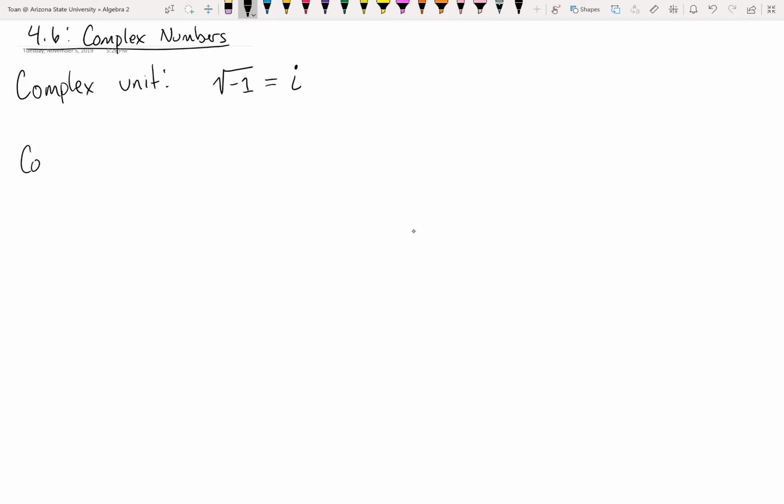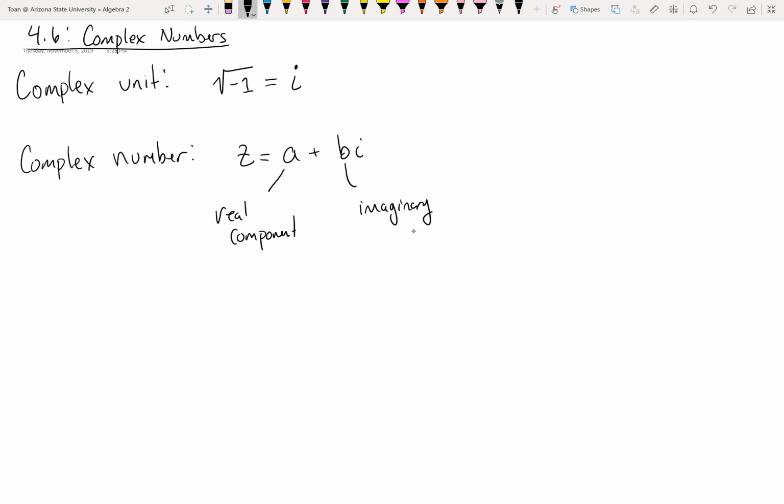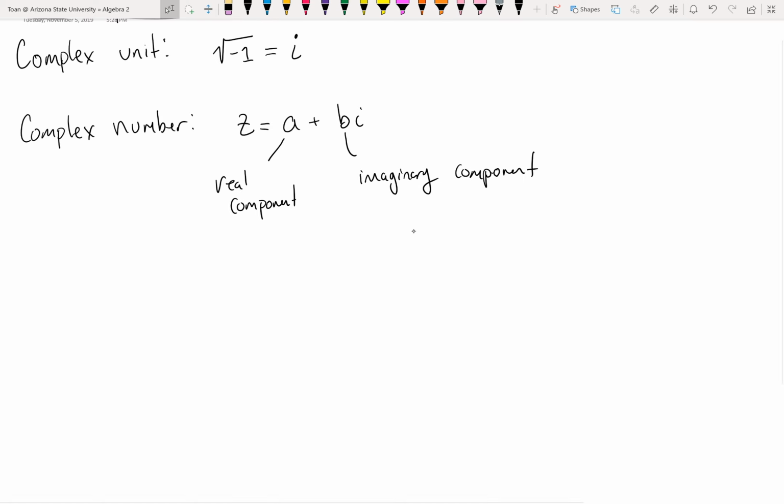What is a complex number? Let's go ahead and define that. The letter or the symbol that we typically use to denote complex numbers is z. And z is defined as a plus bi. That's it. A complex number is just a two-dimensional number that has two pieces. a is typically called the real component, and b is typically called the imaginary component. Other than that, it works the same way as any two-dimensional number or binomial that you can think of.